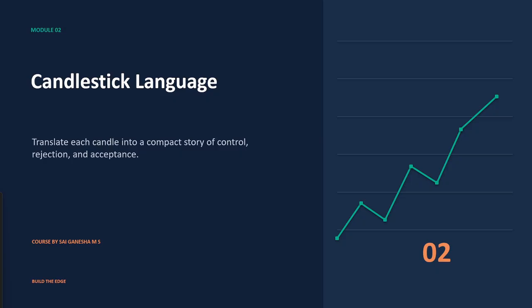Until now, we have mainly focused on how the market works. From this video onwards, we are actually going to start reading the charts. And the first thing we need to understand is the candlestick. You have probably seen these green and red candles on the chart. But instead of just looking at the color, we need to understand what happens inside each candle. So let's begin.